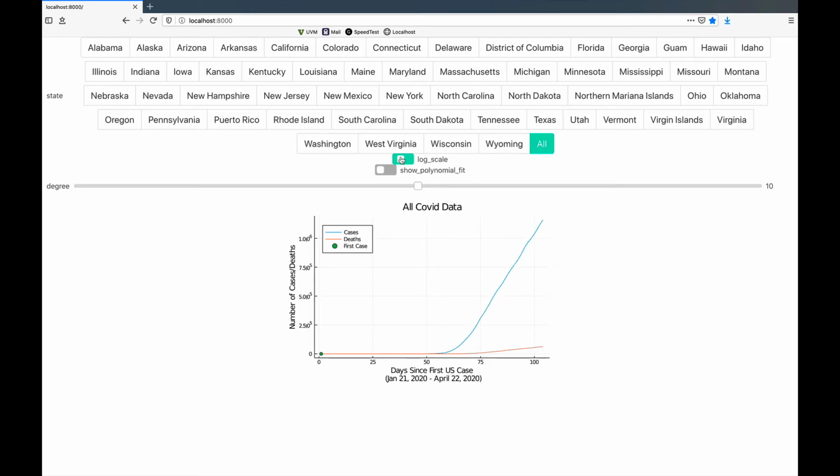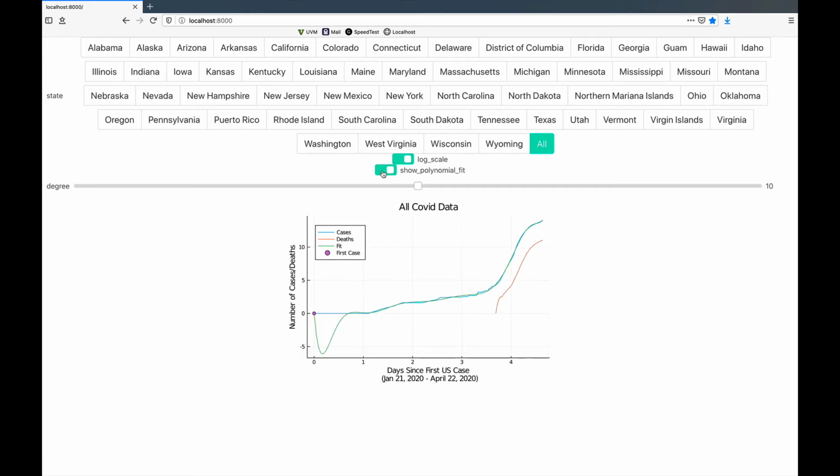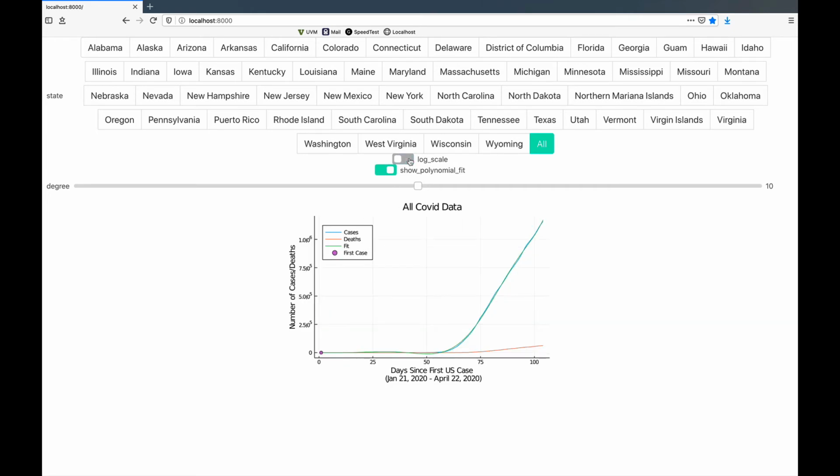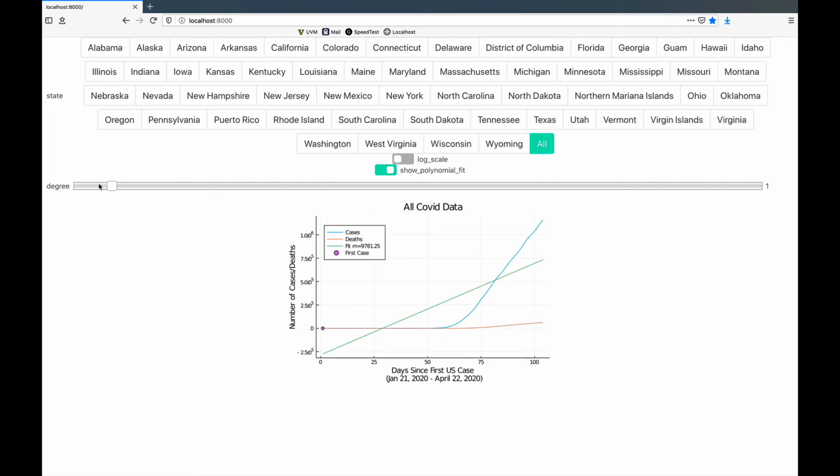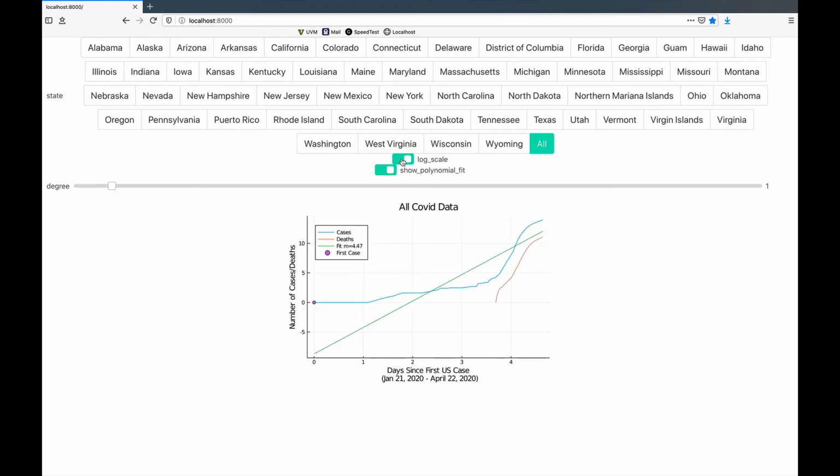We can shift the scale to be a log-log scale to get a better idea of its type of growth, whether it's exponential or not. And we can also fit a polynomial to it to get an idea of the manner of growth of the virus as well. We can also shift this to make it a degree 1 polynomial, which would just give us a linear fit and give us the average increase in slope, which can be useful on a log-log scale.